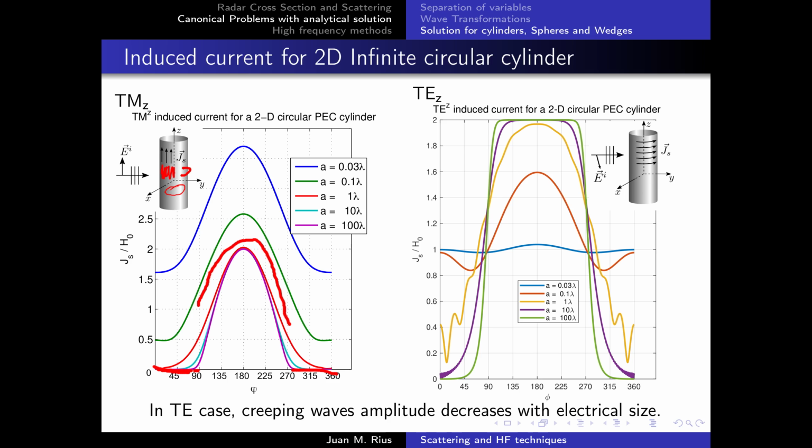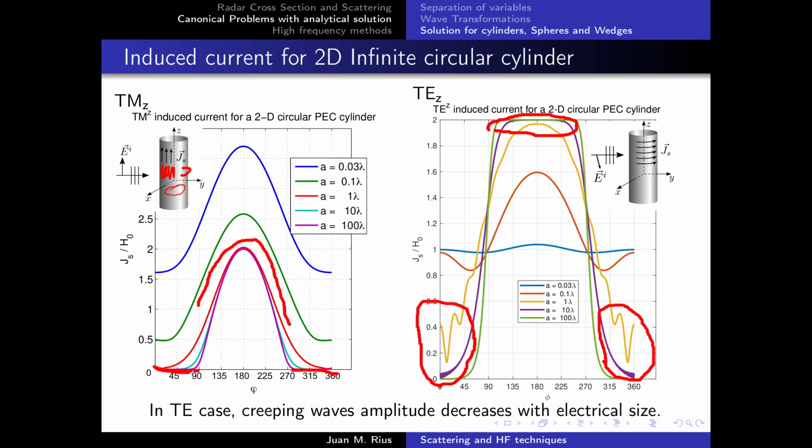The same for the TE case. However, for the TE case we observe the following. When the radius of the cylinder is not large enough, for example 1 lambda or 10 lambda, we still have current in the shadow region. It's small, but it's not completely zero. It's small compared with the current in the illuminated region, but not completely zero in the shadow region.